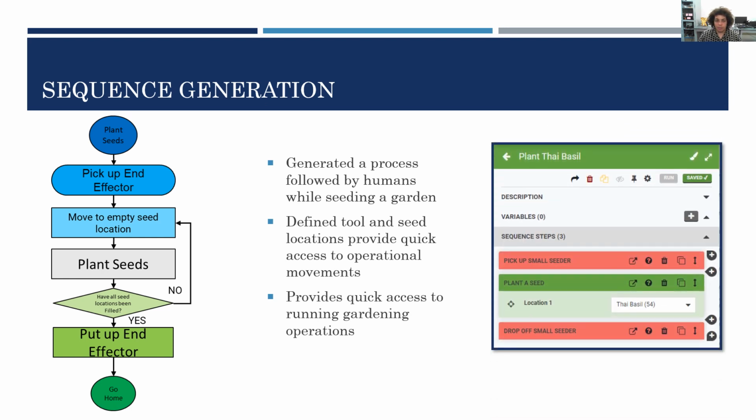This sequence started by picking up the tooling end effector, then executing the plant a seed sequence for all the plants stored within the Thai basil group. This command would provide instructions to move to each seed location and actuate above each location, dispensing seeds. This sequence ended with the drop-off tool command, which placed the tooling end effector back in the tooling bay and moved the UTM to home. This sequence was then duplicated and altered to perform any necessary gardening tasks.